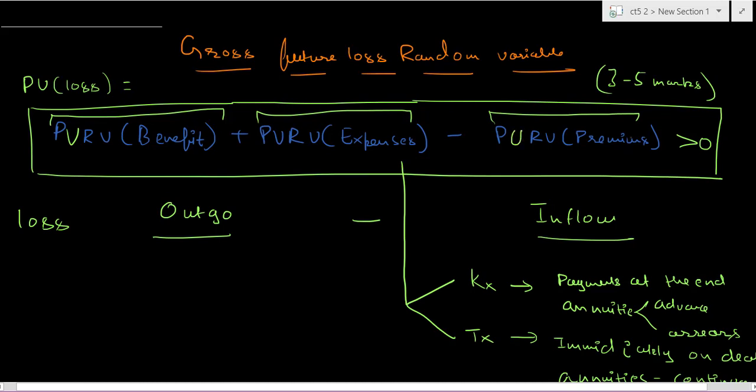You cannot know it for sure because it depends upon death of a particular person. So you're taking the random variables of the present values, and then you're arranging them in this order in order to write the gross future loss random variable, and you do not take the EPVs in this case. So you won't be using notations like ADUX, AX, capital AX, all these won't be used because these are not EPVs, these are PVRVs, all of them. So let's get into it.